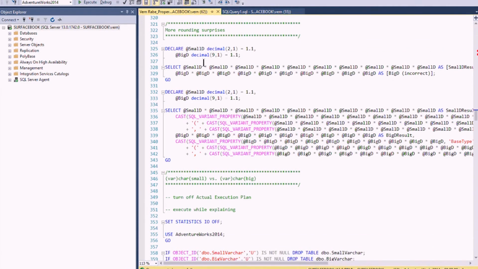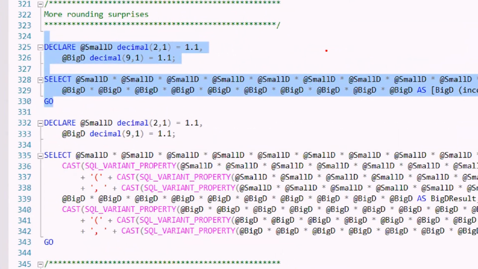More rounding surprises. So here's one that I like. I'm going to create two variables. One I call small d, that's a decimal 2-1, and the other one's a big D, decimal 9-1. I'm going to give them the same value, and then I multiply them by themselves, I think 10 times, the same number of times. So it's almost intuitive that you think, well, if I have a bigger capacity, that's got to result in more accuracy. But in fact, it's just the opposite.